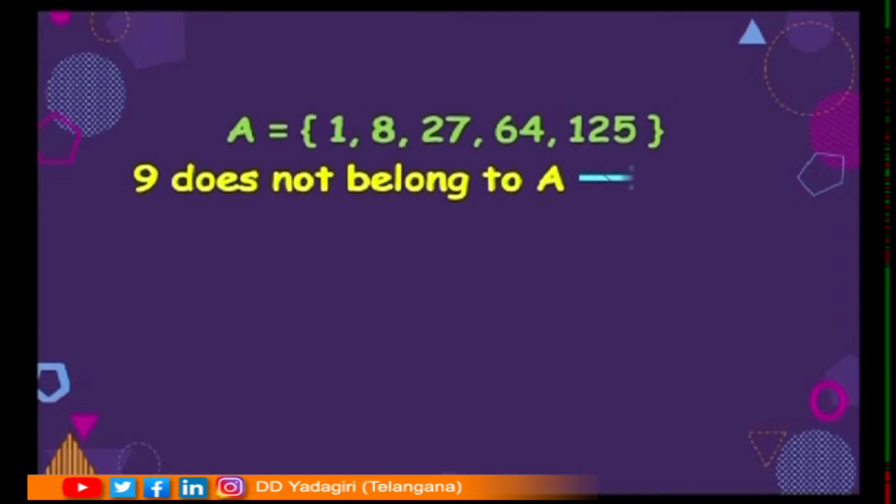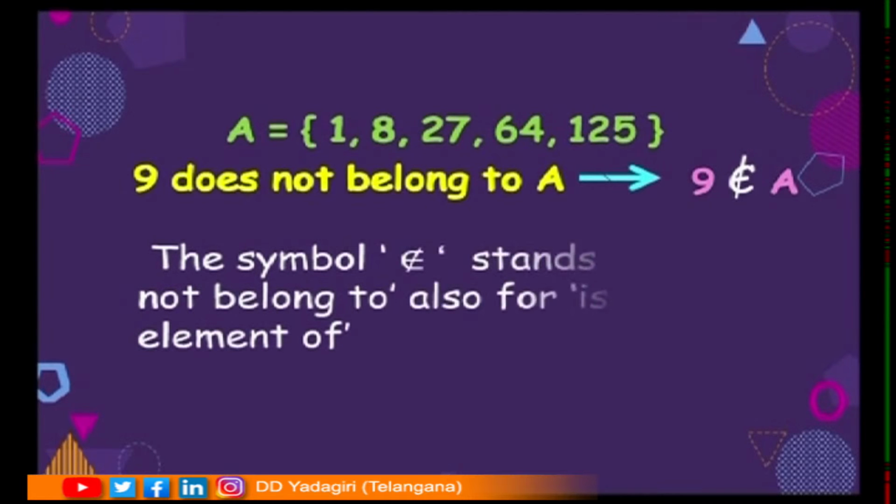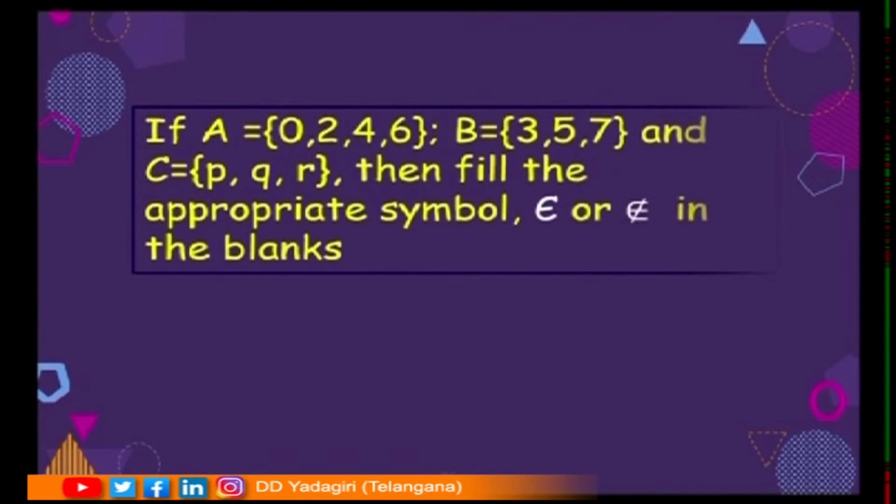And how do we show it? Symbolically, 9 is not belonging to A. We observe that the belongs to symbol is being struck off with a slanting line. So, the symbol epsilon, when it is struck off with a slanting line, stands for does not belong to, also for is not an element of. Now, let us consider a few sets and see if elements are a part of the sets or not, and we will be able to identify if the elements asked are a part of the given set.